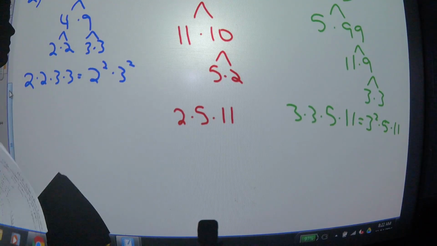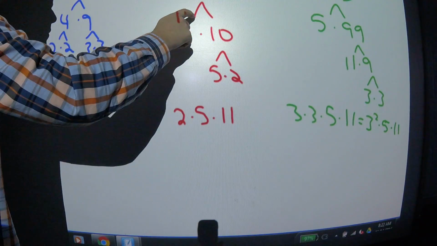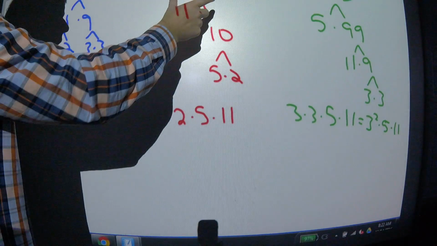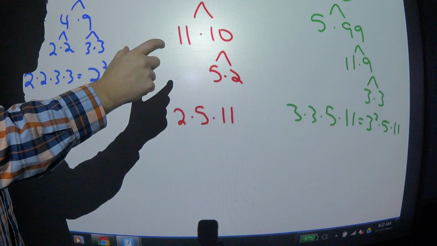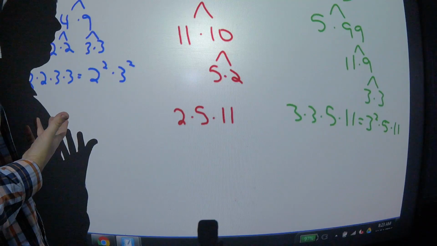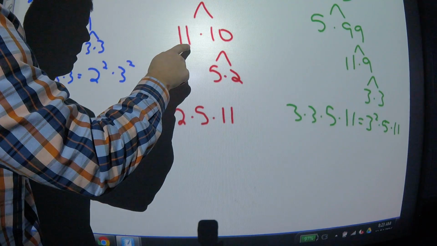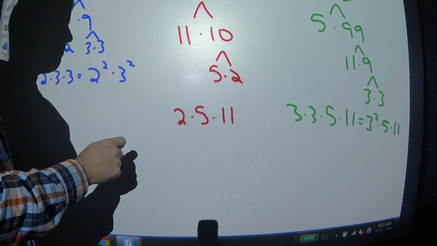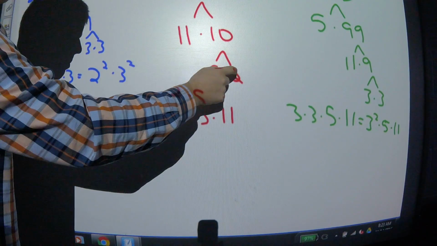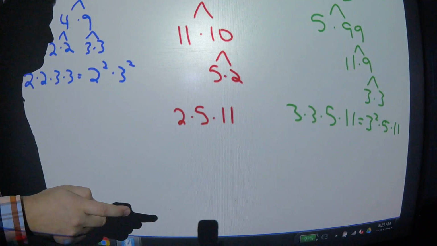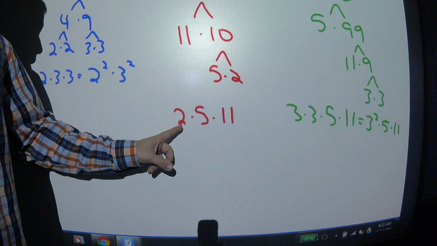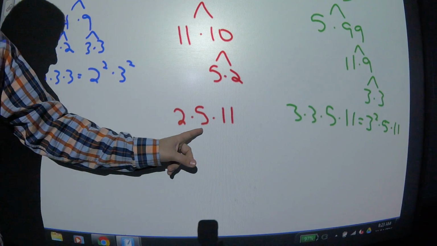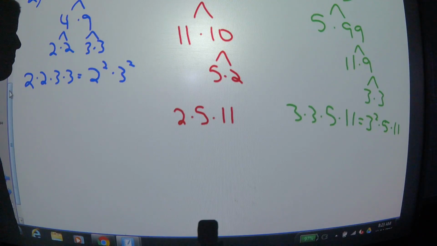Okay, let's do another one. 110. If you break it down, you've got 11 times 10. I try to get numbers as close together as possible because that's the least amount of factoring I have to do. 11 is a prime number, so we break down 10. I know that 2 goes into 10 5 times. So here are my prime numbers: 2 times 5 times 11. And this is how you would write it because I don't have more than one 2, more than one 5, or more than one 11. This is your prime factorization.